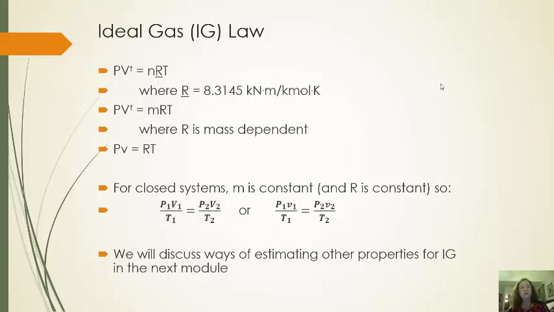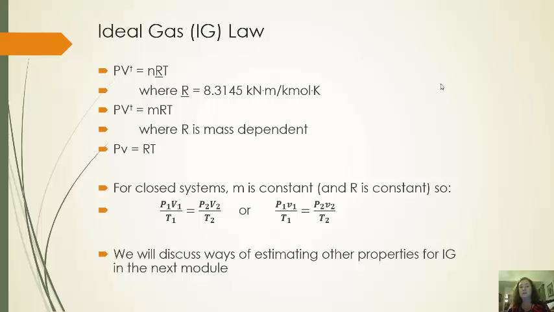So sometimes you'll see people do this, and it just simply means that we're going to have to correct the units within R. I can divide through by either n or m and end up with Pv equals RT, okay, where v is the specific volume, volume over mass, or volume per mole. So that's called molar volume. And so this would also be true in this particular case. If I'm doing it on a mass basis, then R is going to be dependent on the type of molecule and the molecular mass.